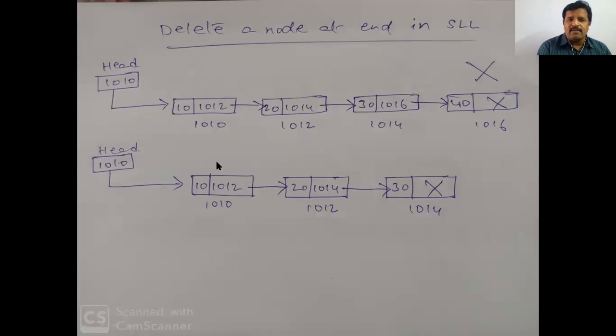Now, after deleting this node, what is the last node? 30 is the last node. So the address part of the node 30 we can make it as null because it represents that 30 is the last node. In this way we can adjust the pointers. This is how we can delete the element at the end in the single linked list.